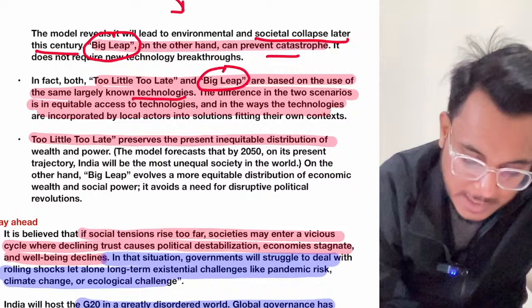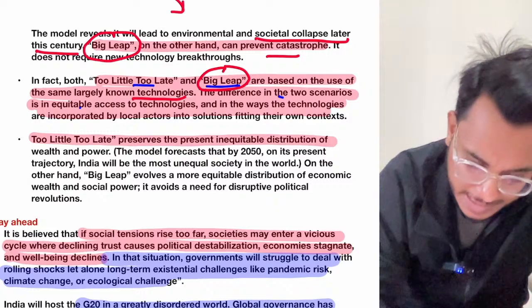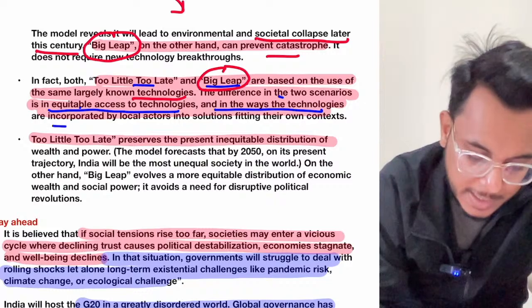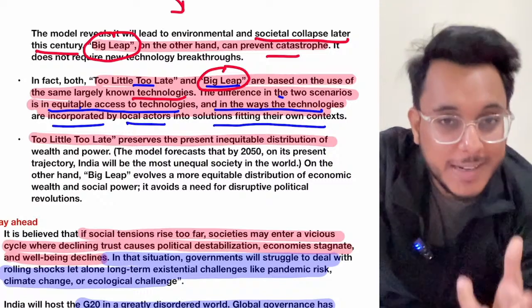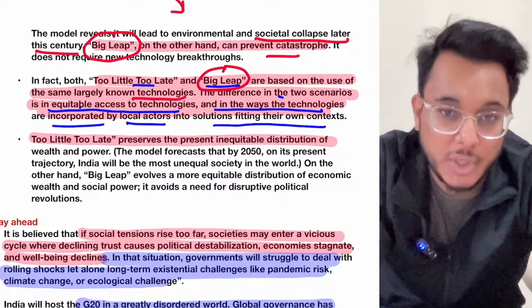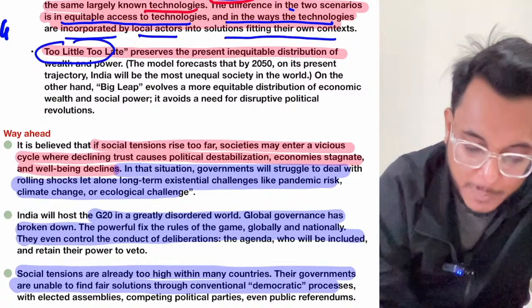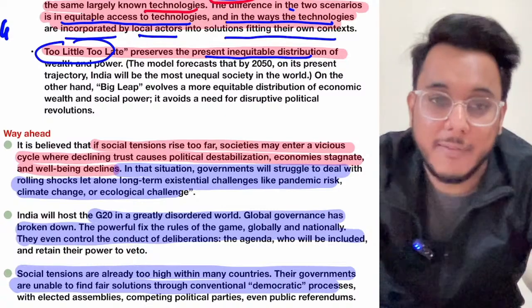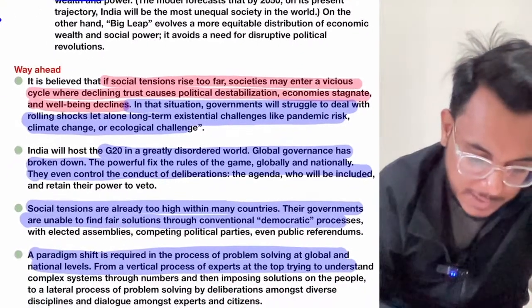Now the difference between the two scenarios, the big leap and the too little too late, is that in the big leap there is equitable access to technologies, and the technologies are incorporated by local actors to find solutions in their own context. You provide the technologies to the local players so that they can use them to find their own solutions. Is it clear or not? So the idea of too little too late preserves the present inequitable distribution, but the big leap moves away from the inequalities and focuses on equitable distribution. Fine, that is what has been provided.